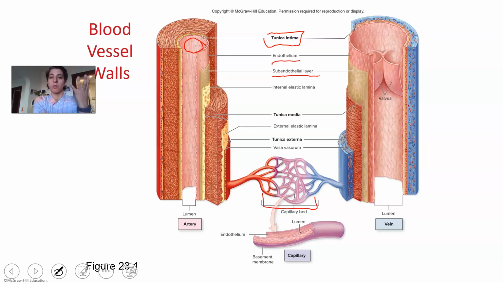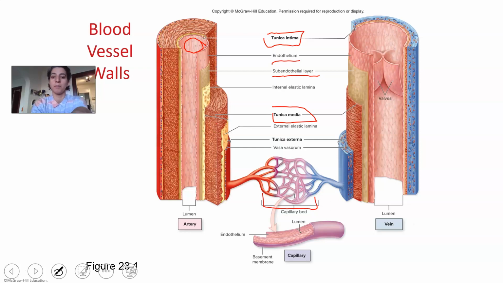Remember what we learned way back in chapter 4. We build an organ similarly in the same way. So if we're making a barrier or a lining, we use epithelial tissue. Here it's called endothelium, and then we want to attach it to the tissue beyond it using connective tissue. Here we're using areolar connective tissue. And then the next layer is called the tunica media. And you can see here a major difference between arteries and veins is the size of that tunica media.